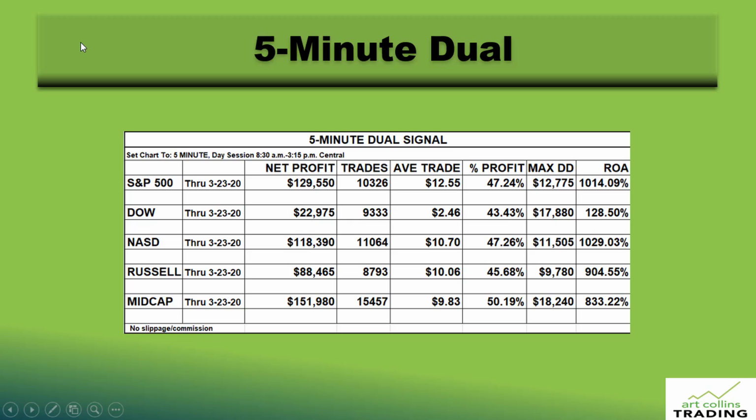So this is what I came up with. It was tested through March 23rd of 2020 from the 1st of 2010. $129,550 in the S&P is off a drawdown of $12,775. Had you started with that amount, the ultimate $129,000 would have given you a 1,014% increase.